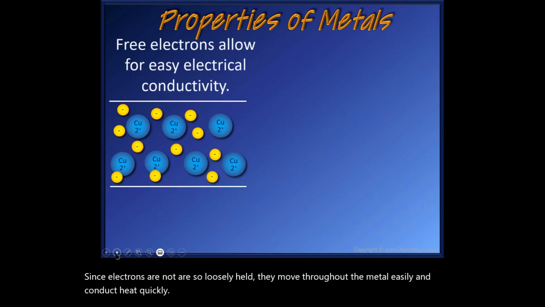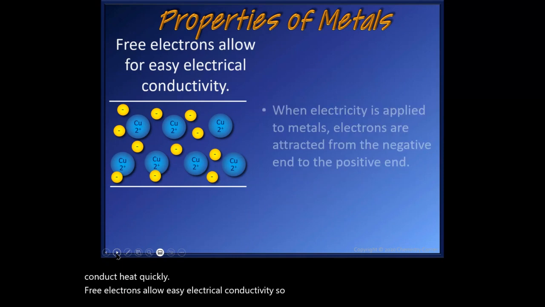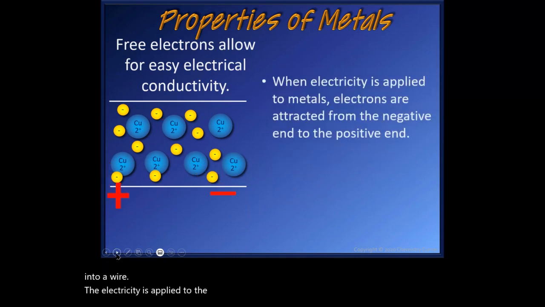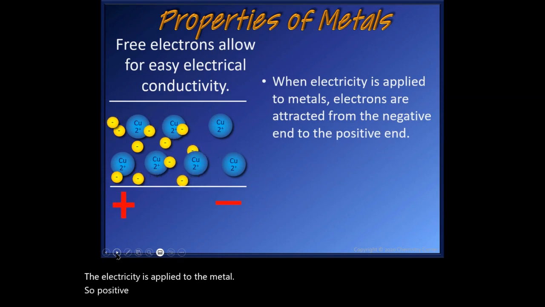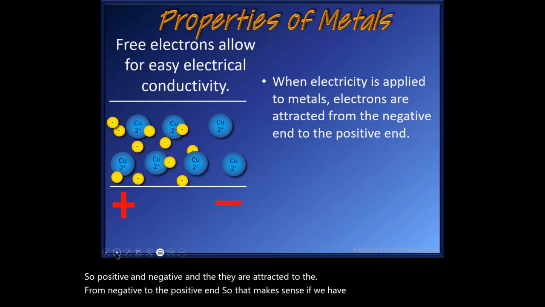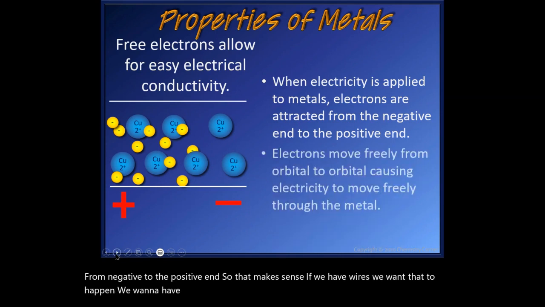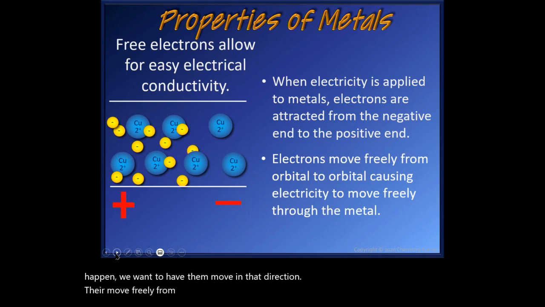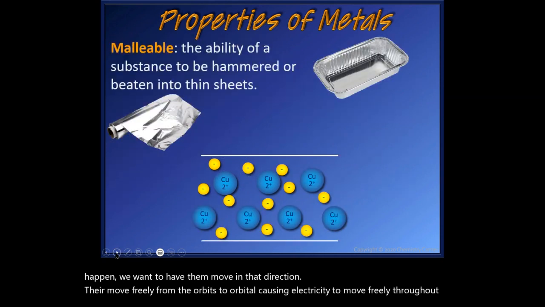Free electrons allow easy electrical conductivity, so if you make this into a wire, the electricity is applied to the metal, so positive and negative, and they're attracted from negative to the positive end. So that makes sense. If we have wires, we want that to happen. We want to have them move in that direction. They move freely from orbital to orbital, causing electricity to move freely throughout the metals.